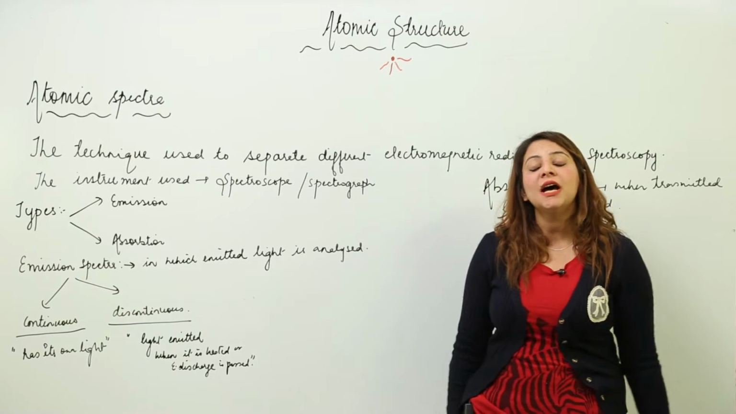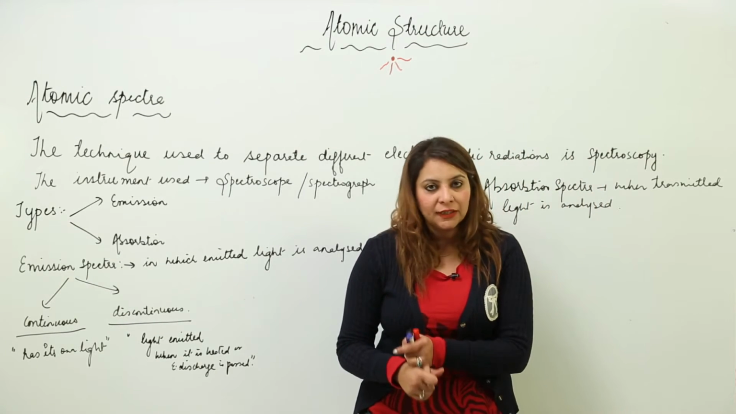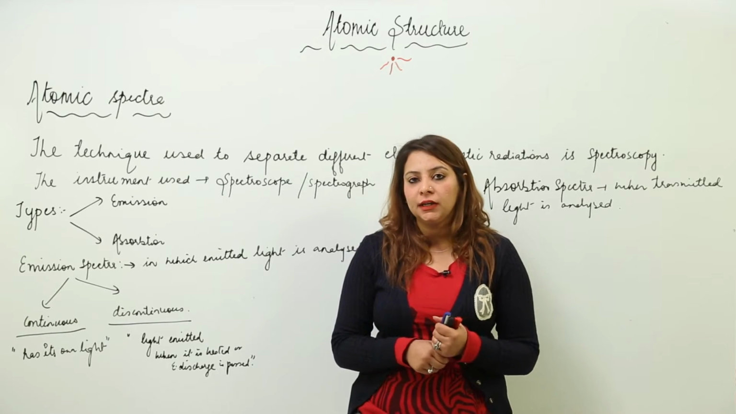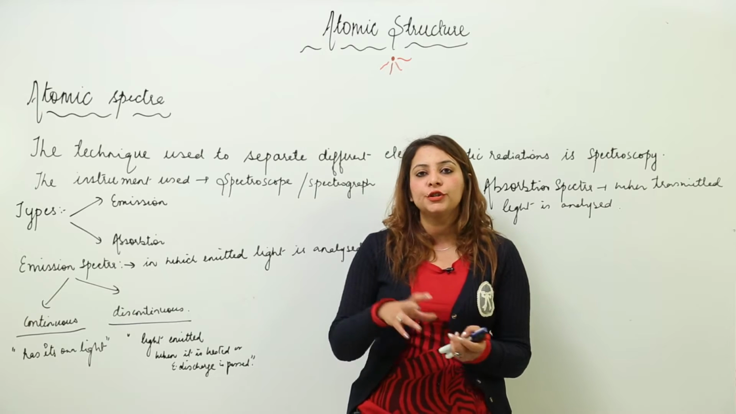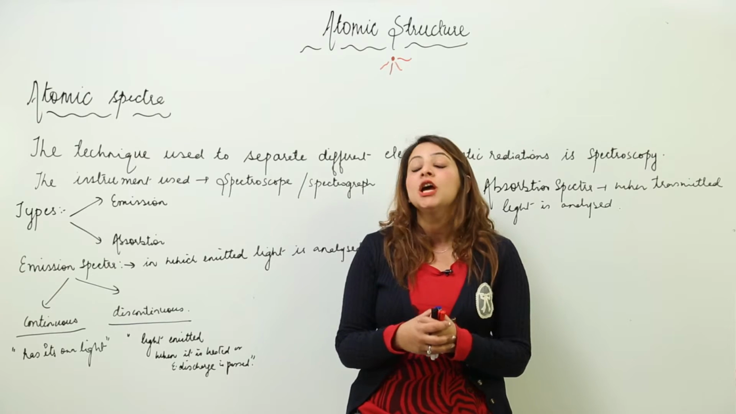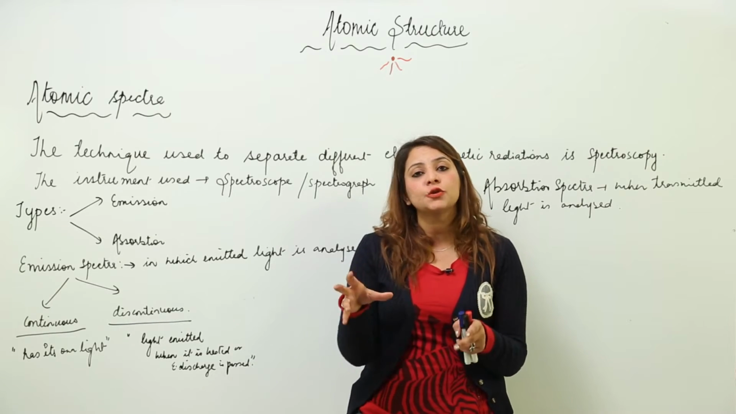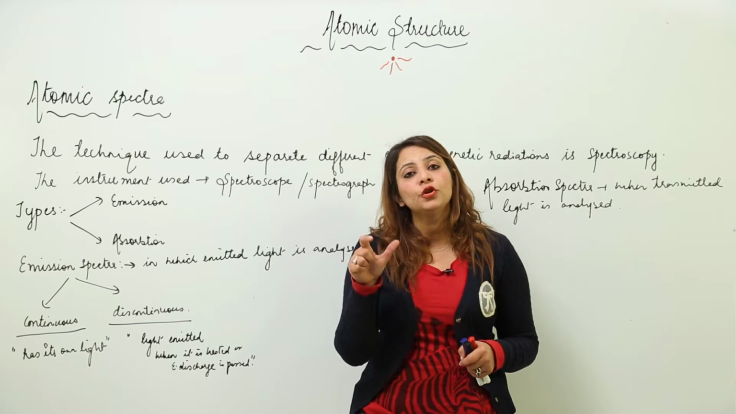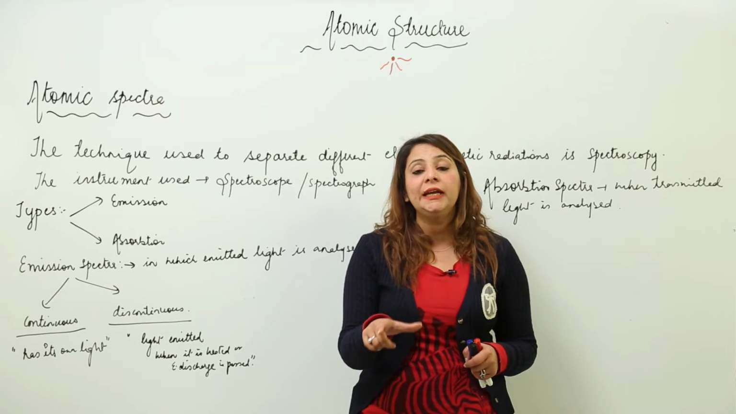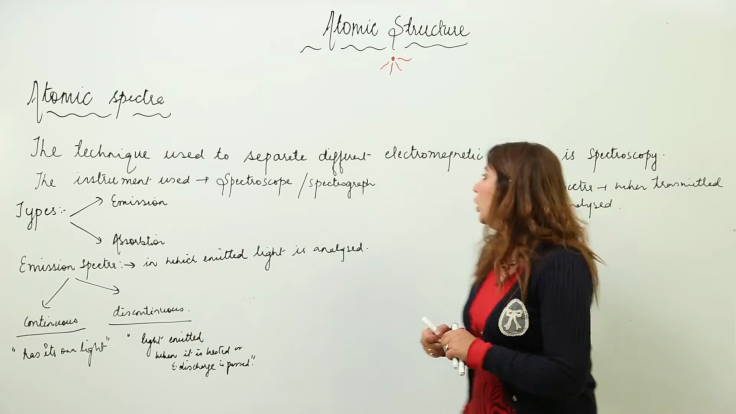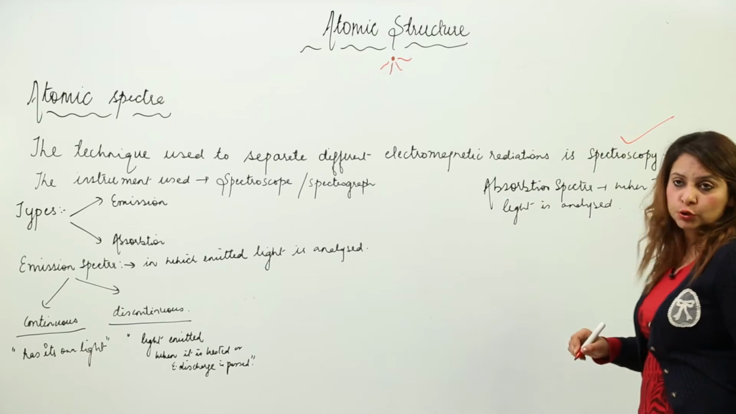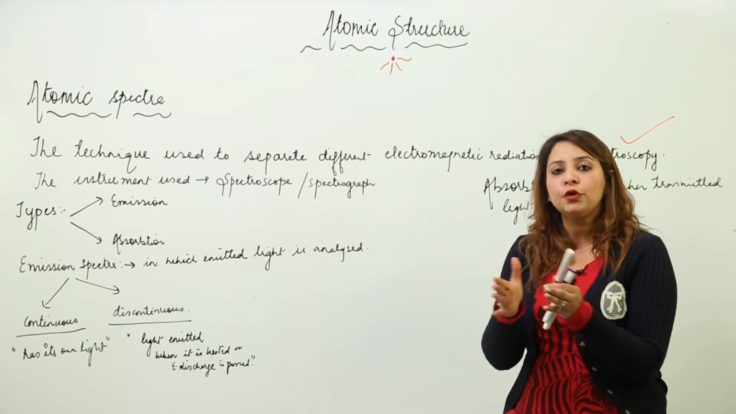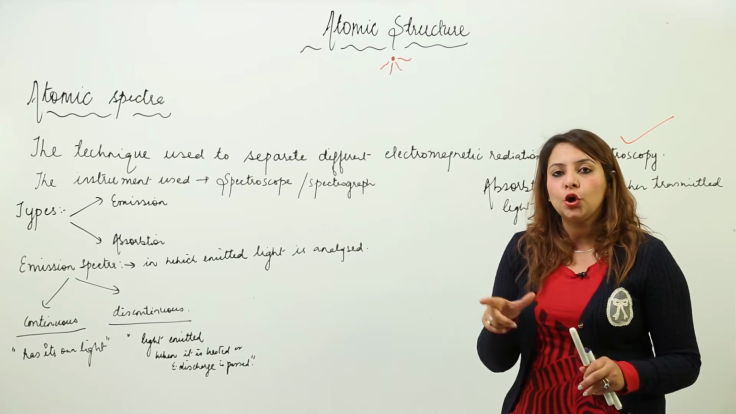Now we are going to start with a topic that is the atomic spectra. As you all know, we have electromagnetic radiations which have different wavelengths and different frequencies. So actually we can separate those electromagnetic radiations from each other. The technique which is used for separating them is called spectroscopy. So that means the electromagnetic radiations can be separated from each other, and the technique is called spectroscopy.